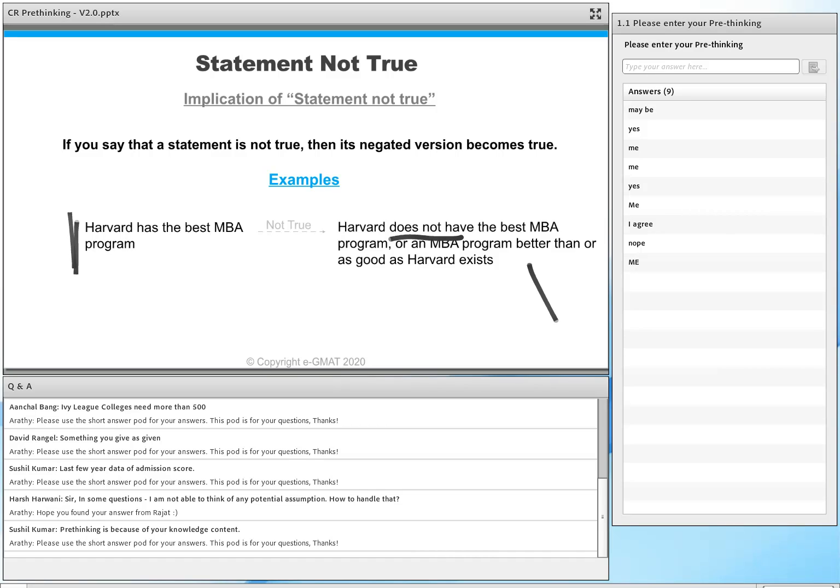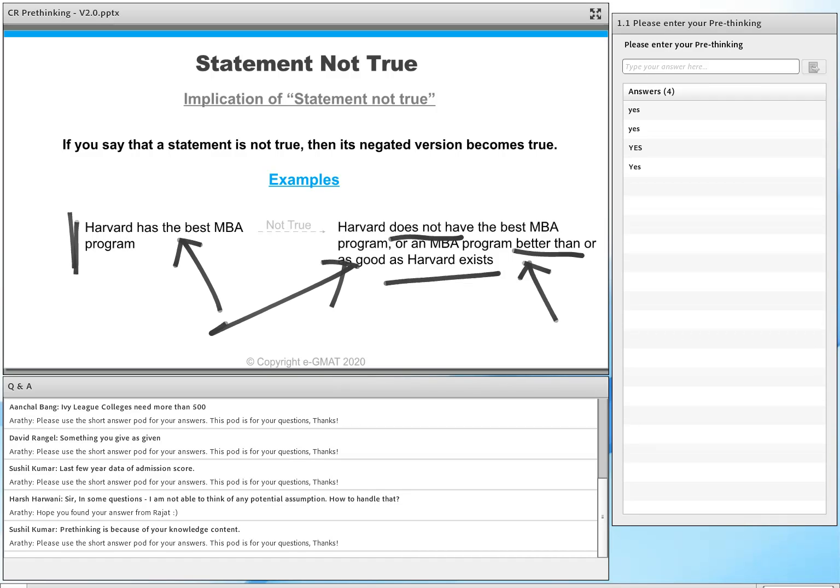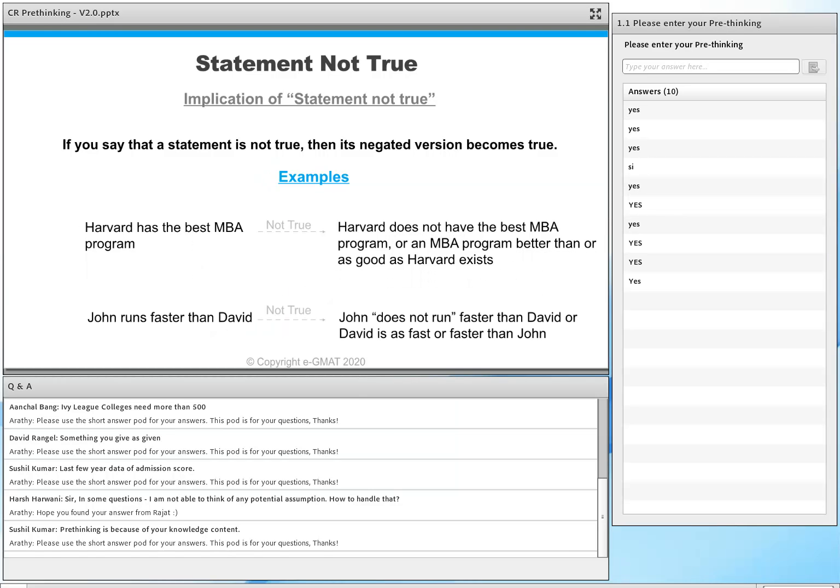Or another inference that you're drawing is that an MBA program that is either better than Harvard or just as good as Harvard exists, right? If you're saying this is not true, then by default, you're also saying this part over here. So when you say a statement is not true, you are by default saying its negated version becomes true. Okay. Let's look at a second example.